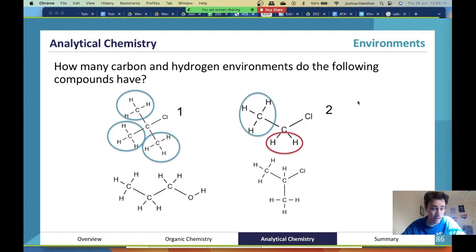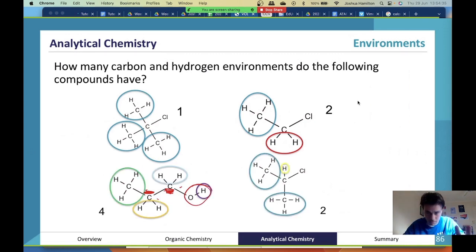In our third one, well, this one's a little bit different, because you'd say this and this look the same, but what's really important is this one comes off an OH. This one comes off a CH2 with an OH. So this one is distinctly different to this one. So you're actually going to have 4 environments. Our last one here, we're going to have 2.